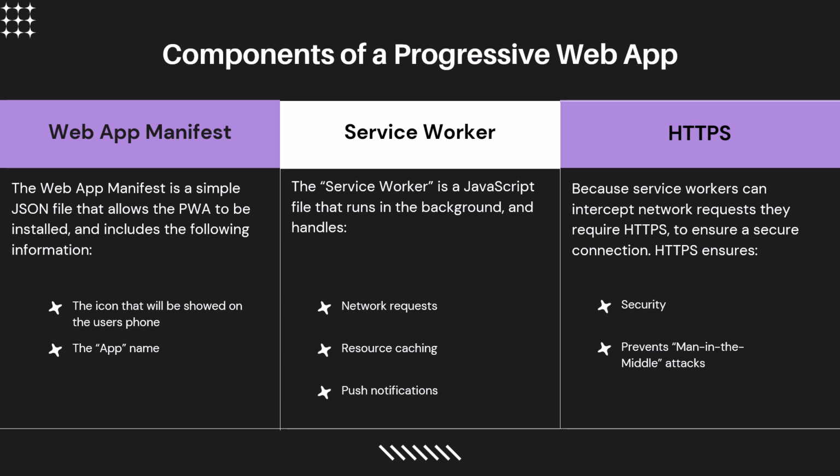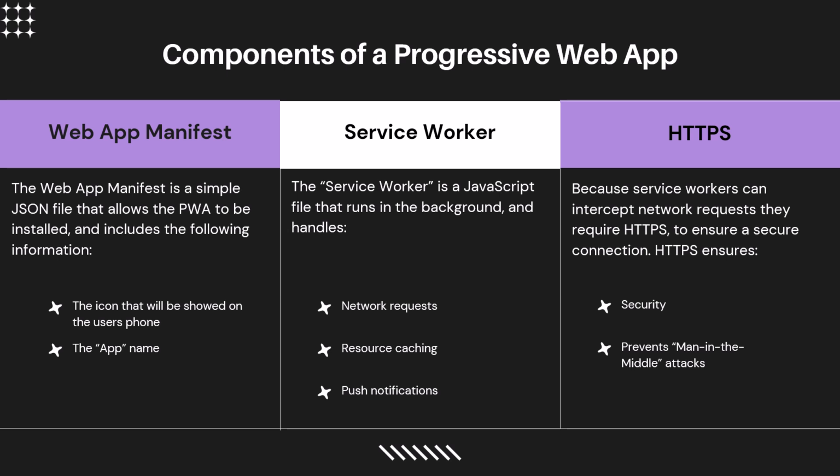The main components of a progressive web app are the web app manifest, which is a simple JSON file that allows the PWA to be installed. And that's going to include things like the icon that's going to end up being used and displayed on the user's phone. It also includes what the app name is going to be. And then it also includes styling choices like background colors and things like that.